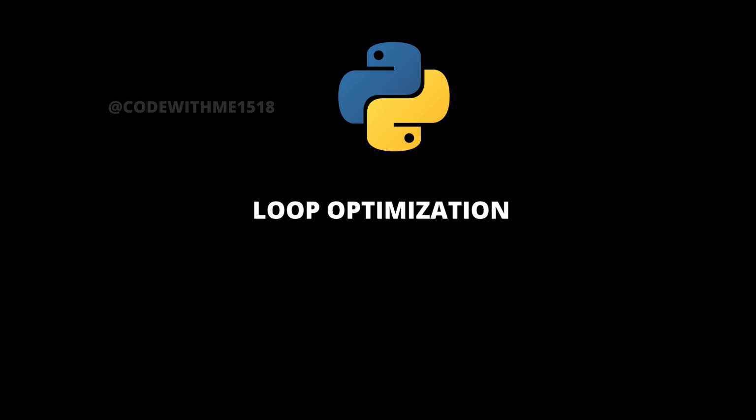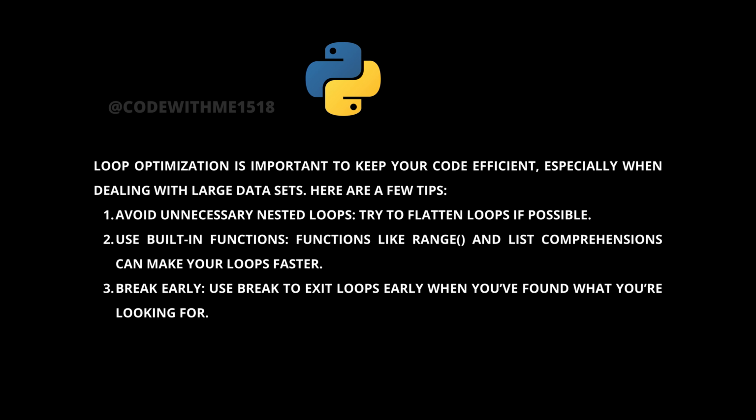Loop optimization is important to keep your code efficient, especially when dealing with large data sets. Here are a few tips. Avoid unnecessary nested loops. Try to flatten loops if possible. Use built-in functions. Functions like range and list comprehensions can make your loops faster. Break early. Use break to exit loops early when you've found what you're looking for.